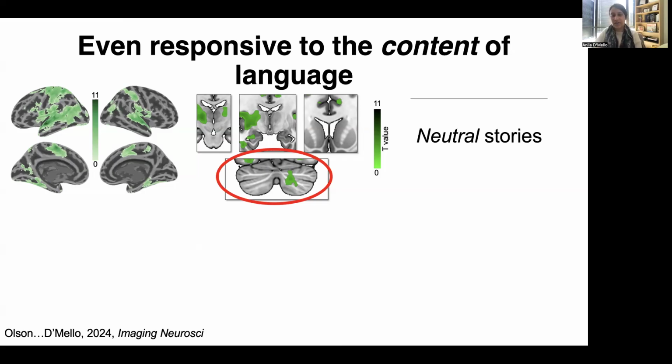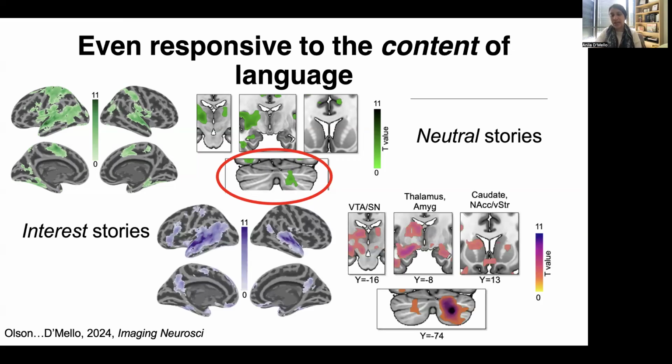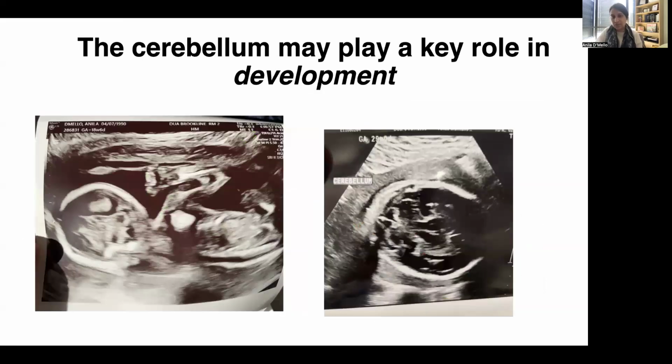So this is a study that we just published where we looked at the content of language, right? So how interesting were these stories to different kids that they heard in the scanner? They were personalized to individuals, right? So they were maximally interesting to the person. And we also see, alongside these canonical language regions in the cerebral cortex, that the cerebellum is also interested in the content of these stories themselves.